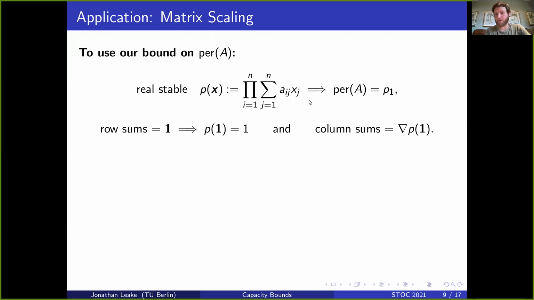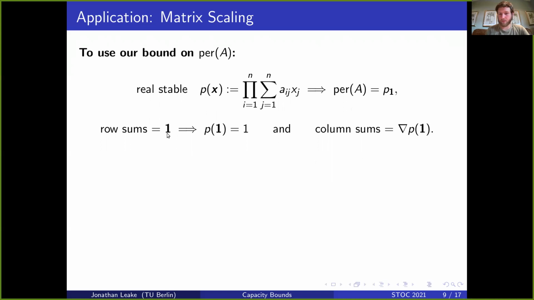If you've never seen this before, I would recommend trying to work this out. It's a pretty interesting thing. You take this polynomial, which you have your matrix, and for every row, you create a linear form out of that row by just dotting with a vector of variables. You then product together all those linear forms. It is very easy to see that this is a real stable polynomial. And it turns out that the all ones coefficient is exactly the permanent of the matrix A.